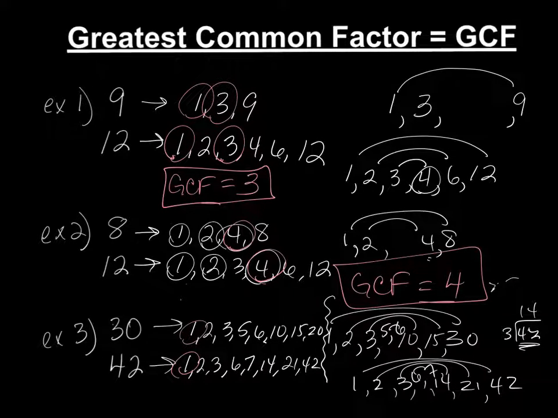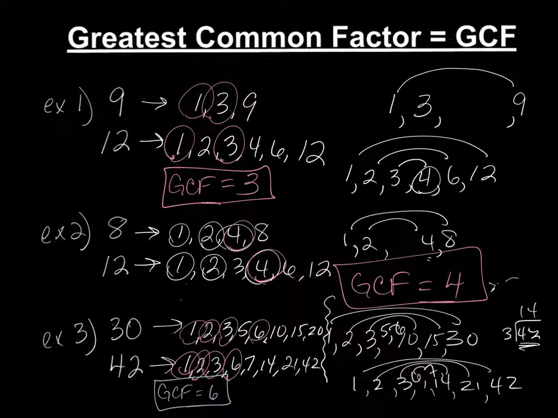You may notice that 1 is a factor of every number here. 2 is also a factor. 3 is a factor. 6 is a common factor. So 1, 2, 3, and 6 so far are our common factors. And it looks like 6 is the greatest common factor between 30 and 42.